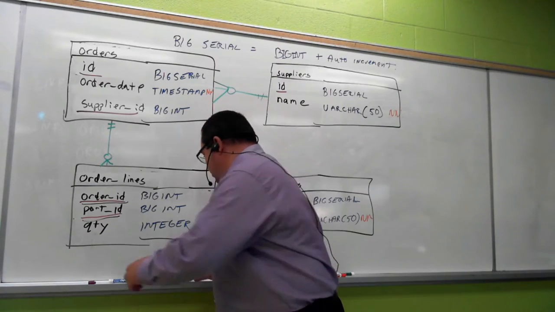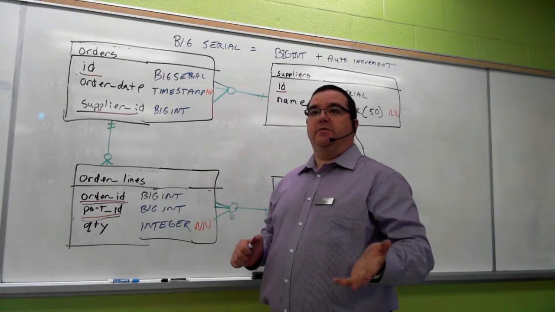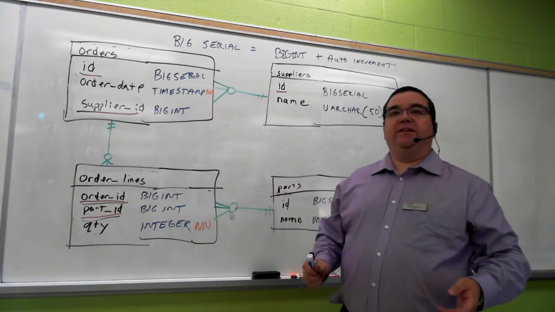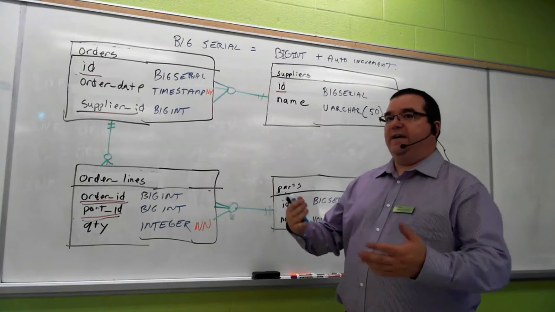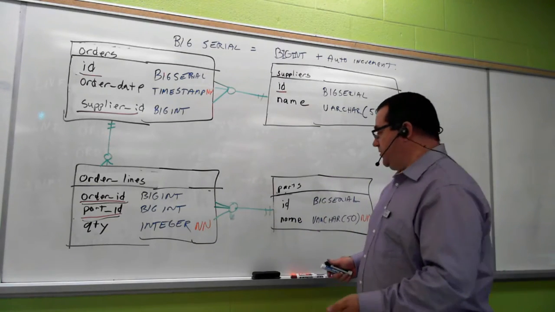Quantity I used as an integer, because in this case I was assuming everything were whole items because they're parts. But if you were dealing with baking goods or linear feet, it could be 22 and a half feet or 2.5 yards or 3.5 meters for those that like metric.